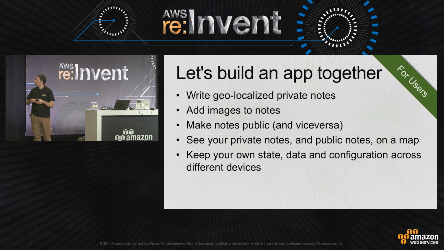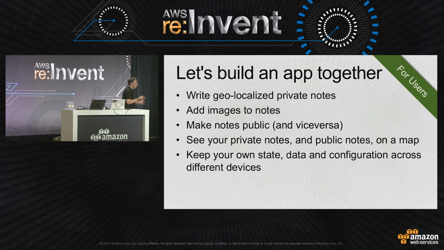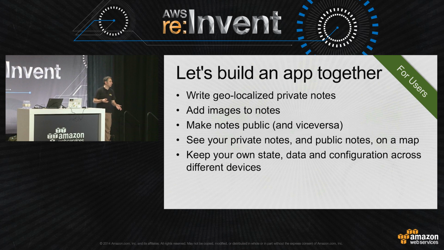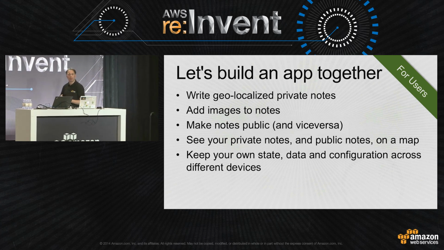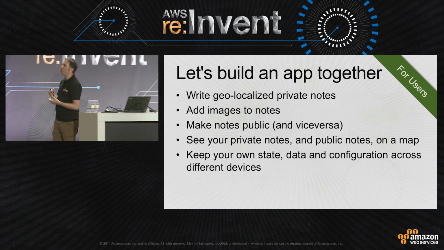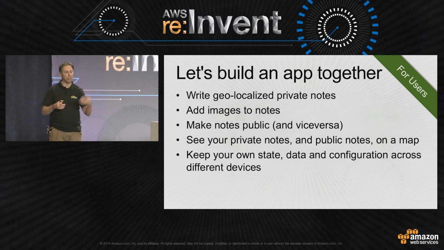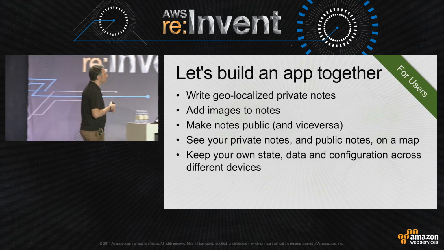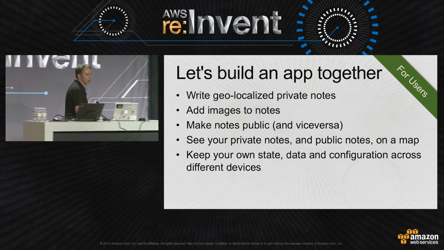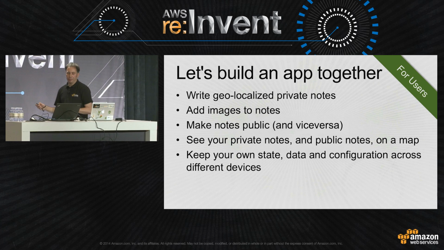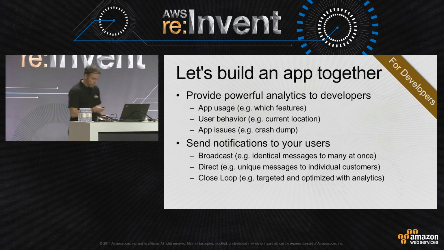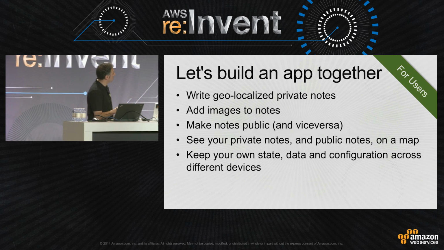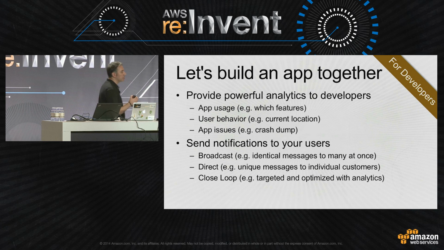And you keep your own state, data, and configuration across different devices. So using Cognito, we will see that the same data, the same configuration will be synchronized across different devices. So here we're talking about Android, but the same application can be, for example, on iOS. So the user can view the notes during the morning, during the commuting on an iPhone based on iOS, and in the evening on a tablet based on Android. Okay, so this describes all that is seen by the user.